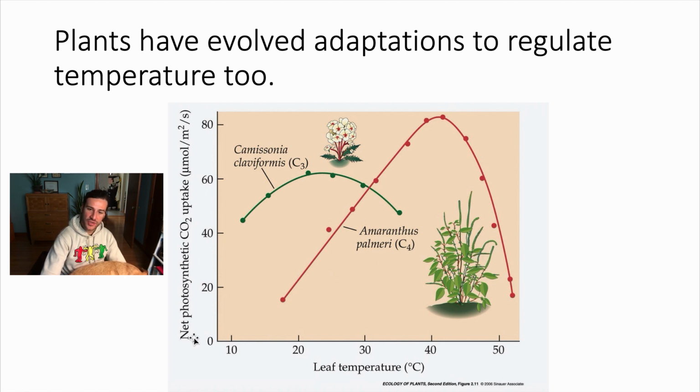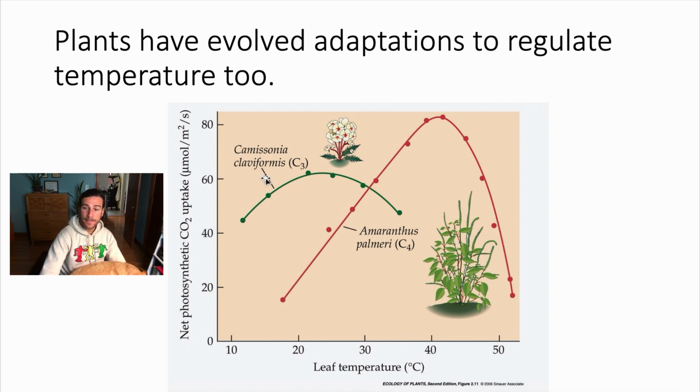So this figure shows net photosynthetic CO2, so how much CO2 the plants are taking in as a function of leaf temperature, right? And you have C4 plants doing better at warmer temperatures, so we can predict that we will find C4 plants in these hotter biomes compared to C3 plants. Now, we're going to learn about plant adaptations that help regulate temperature.